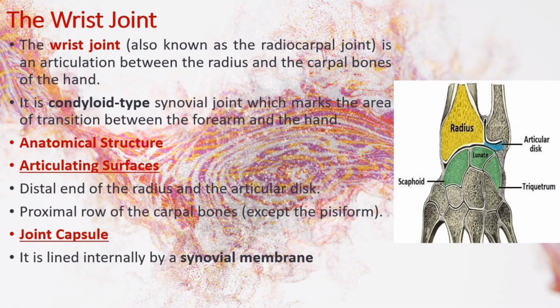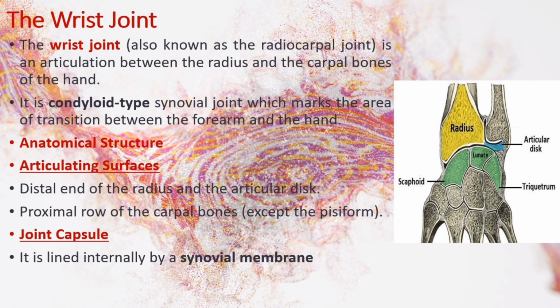The wrist joint. The wrist joint, also known as the radiocarpal joint, is an articulation between the radius and the carpal bones of the hand. It is a condyloid-type synovial joint which marks the area of transition between the forearm and the hand. In this video, we shall look at the anatomy of the wrist joint, its structure, neurovasculature and clinical correlations.